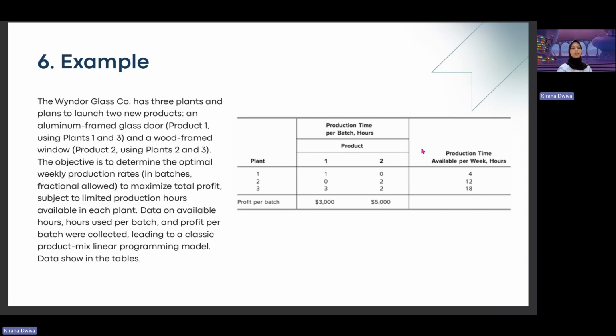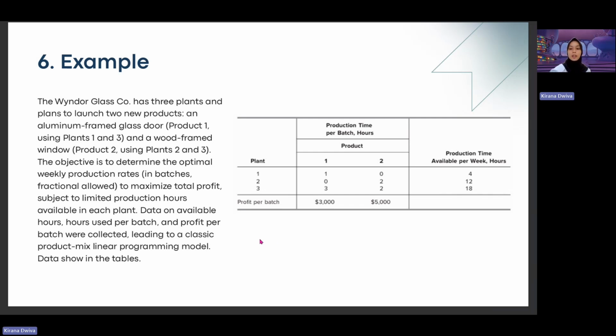For the example, Wyndor Glass has 3 plants and plans to launch 2 new products, an aluminum frame glass door and a wood frame window. The objective is to determine the optimal weekly production rate in batches, fractional allowed, to maximize total profit subject to limited production hours available in each plant. Data on available hours per batch and profit per batch were collected, leading to a classic product mix linear programming model.